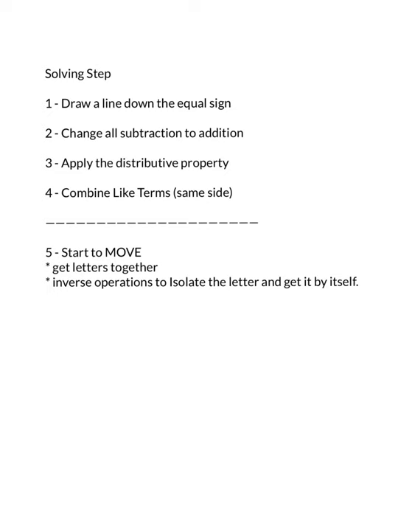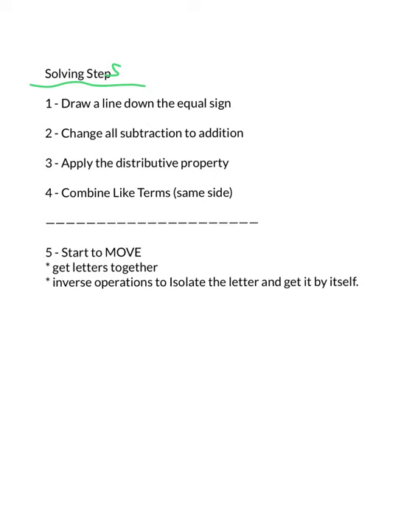Okay, so let's talk again. And I've added a little bit here, thanks to Mrs. Silveri and Mr. Burkett, to maybe hopefully clarify some things. Here are our solving steps. That should be a plural. There's more than one. Draw a line down the equal sign. Change all subtraction to addition, and apply the distributive property. Those are the first 3. Number 4 would start to get a little confusing. We want to combine like terms, and we are looking at the same side of the equal sign. Okay, the same side when we do that.